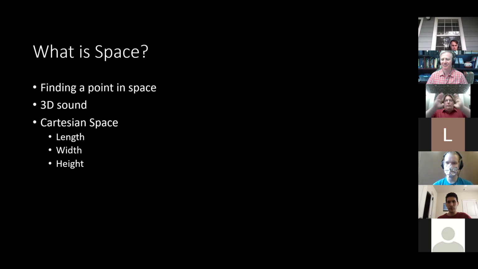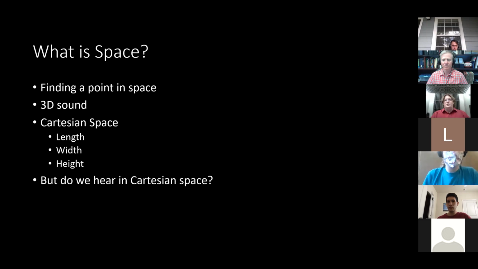We're used to this being how we visually see things. The speaker next to me is over here. It's three-ish feet away. It's about a foot above me. We describe these things in terms of these distances. But it's an important thing to consider when we talk about sound spatialization. Do we hear in Cartesian space? And this is the crux of why I hate the term 3D sound.